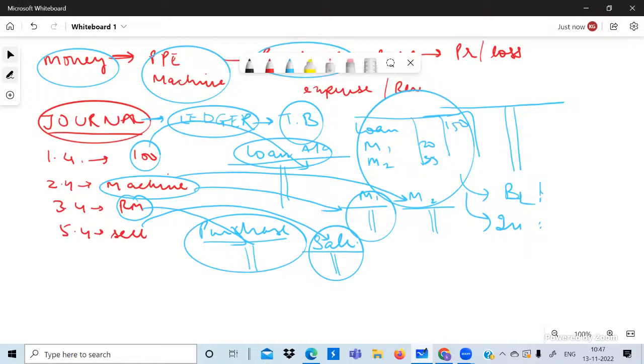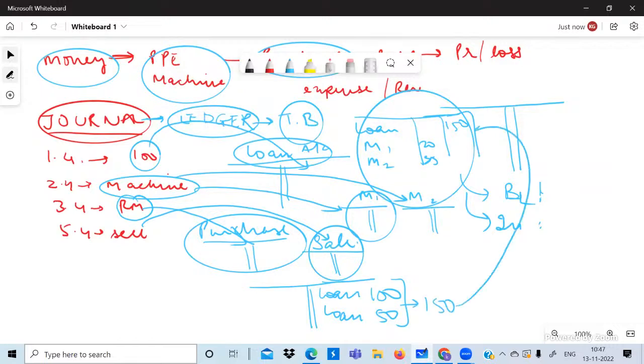So let's say I made this loan account. And I took one loan worth 100 crores. Then I took another loan worth 50 crores. So what's the closing balance at the end of the year? The closing balance at the end of the year is 150 crores. So this 150 crores, I'll transfer it to the trial balance and I'll say, okay, throughout the year, whatever transactions have happened, what's the closing balance of that? I'm saying I've got a loan worth 150.